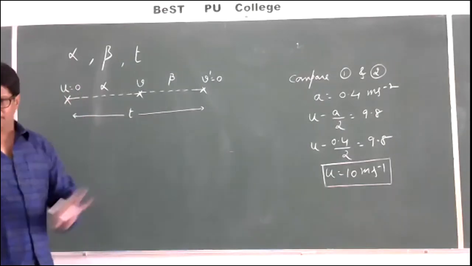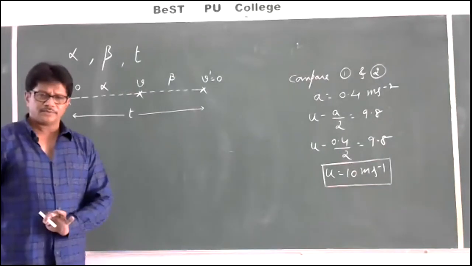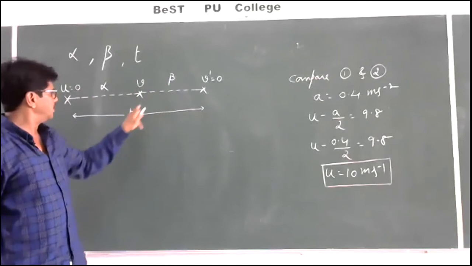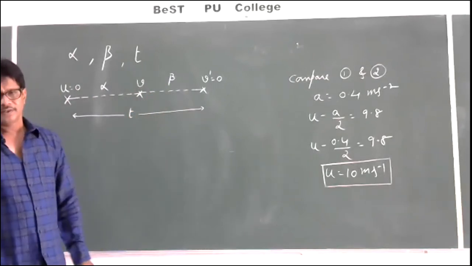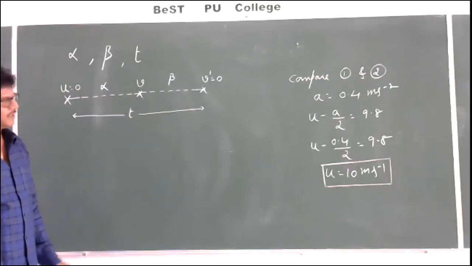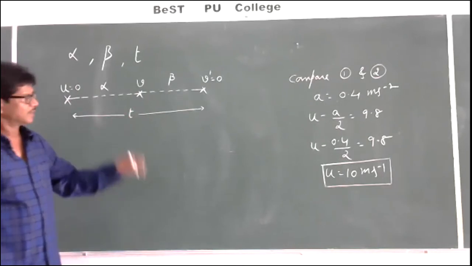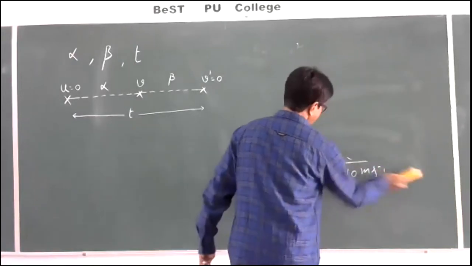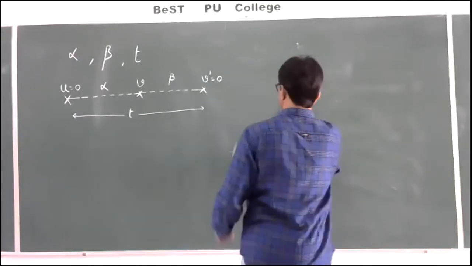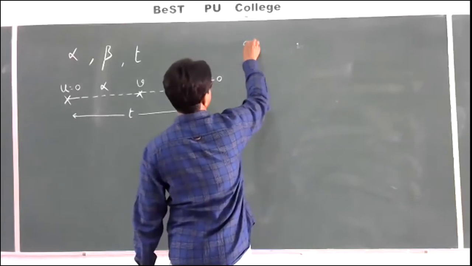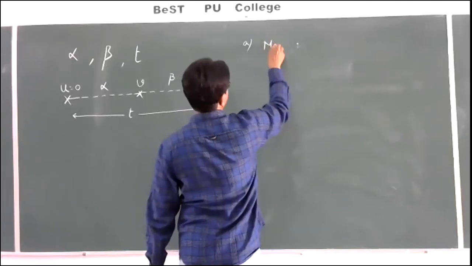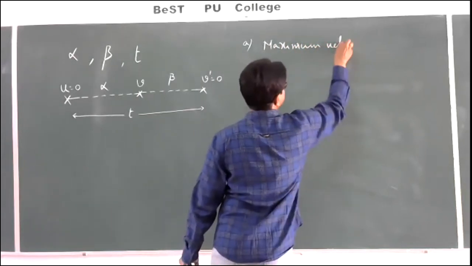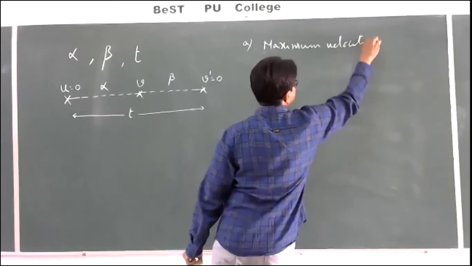So this is the problem. In the problem, he will give only the alpha value, beta value, and t value. He will ask us to find different parameters. The first thing he is asking is the maximum velocity.